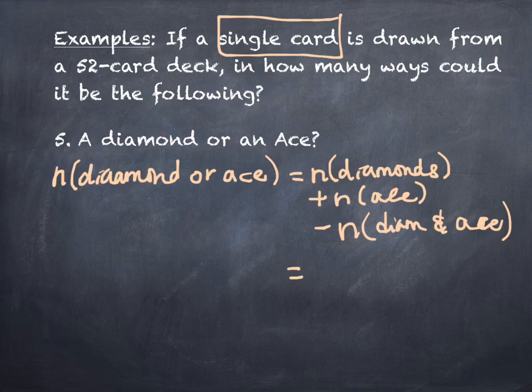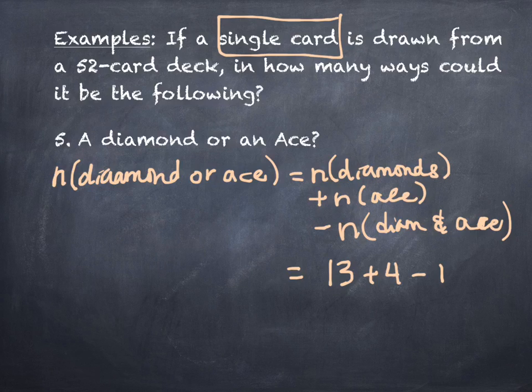But I'm counting everything in one category plus everything in the other category, and then removing the things that I overlapped when I counted. So, how many diamonds are there? There are 13 diamonds. How many aces are there? 4. And how many are both a diamond and an ace? 1.